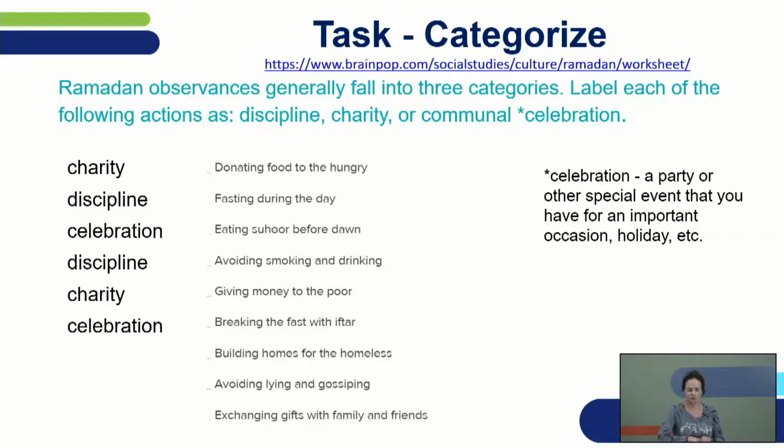Building homes for the homeless. Charity, you're helping the homeless by helping them to have homes to live in. Avoiding lying and gossiping. This is discipline, okay? Exchanging gifts with family and friends, celebration. Something nice and fun to do.